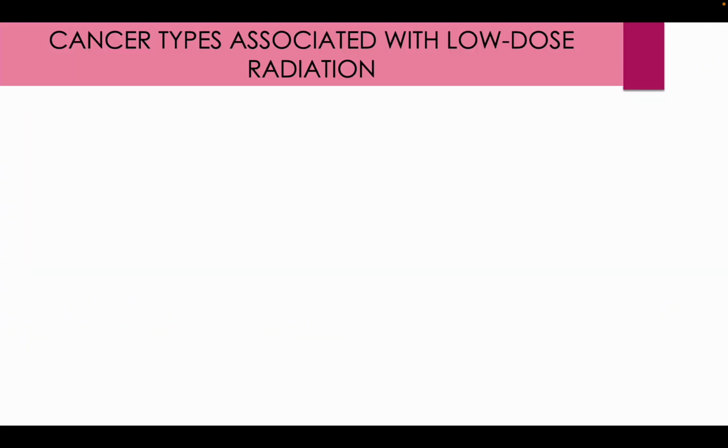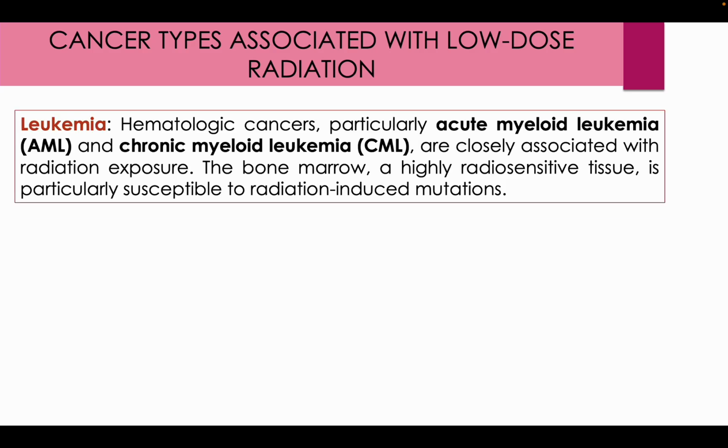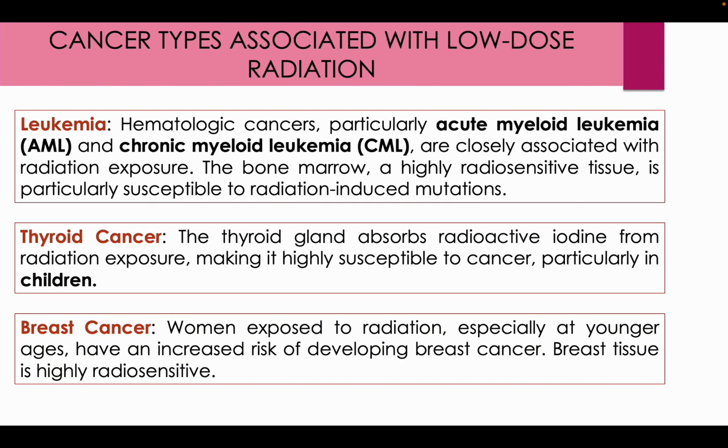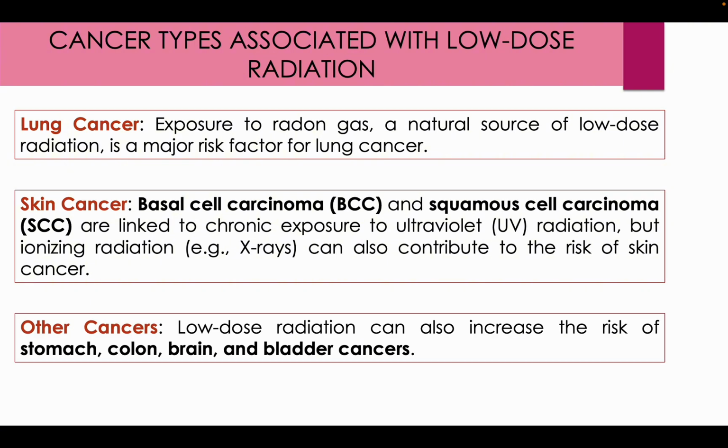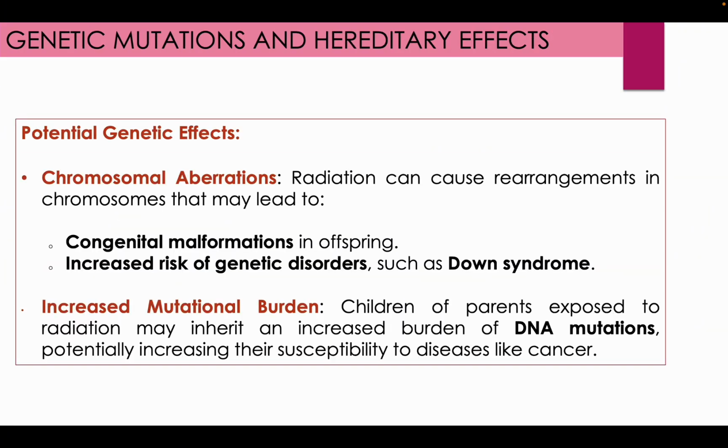Now, again, the cancer types associated with low-dose radiation: we have leukemia, thyroid cancer, breast cancer, lung cancer, skin cancer, and also other cancers. So low-dose radiation can also increase the risk of stomach, colon, brain, and also bladder cancers. So those are the cancer types associated with low-dose radiation. Now, how about the genetic mutations and hereditary effects?